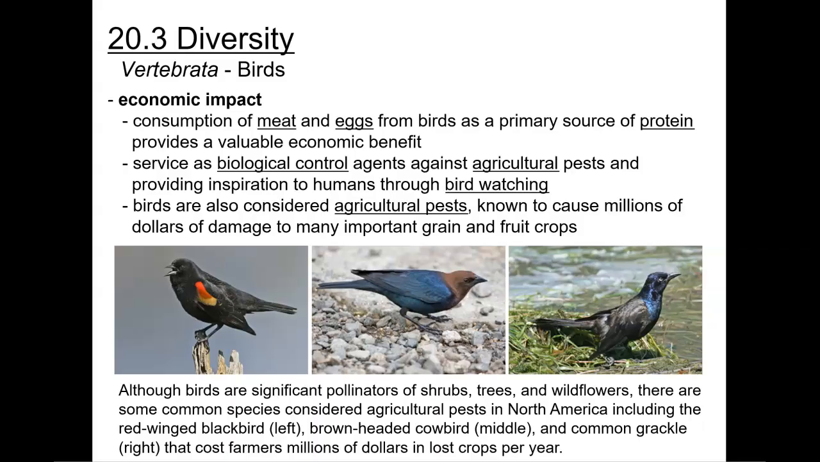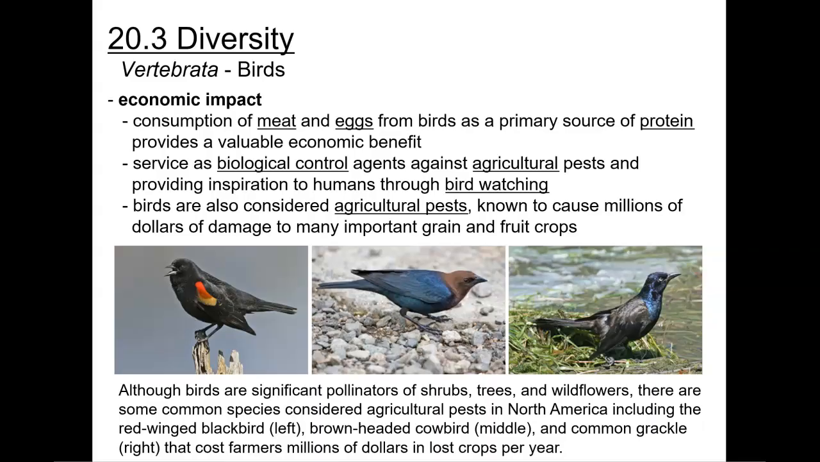Economic impact is consumption of meat and eggs from birds as a primary source of protein that provides a valuable economic benefit. I know personally, I do eat a lot of chicken and I do eat a lot of eggs. They're also going to serve us as a biological control agent against agricultural pests. They do go around, especially chickens, and they will eat insects and especially things like ticks. They provide inspiration to humans through bird watching. I do this as well.